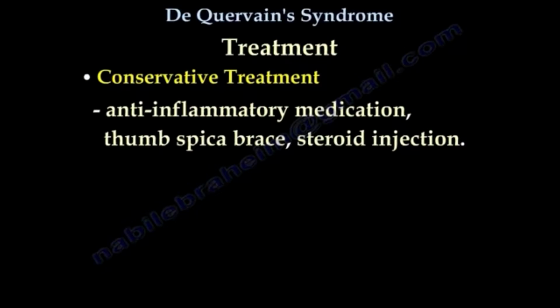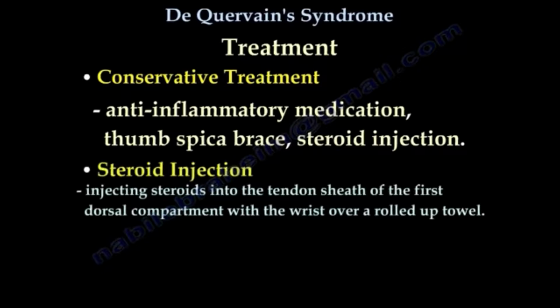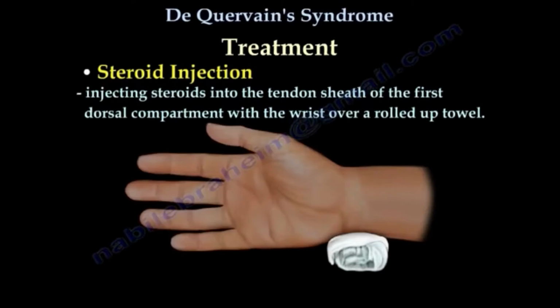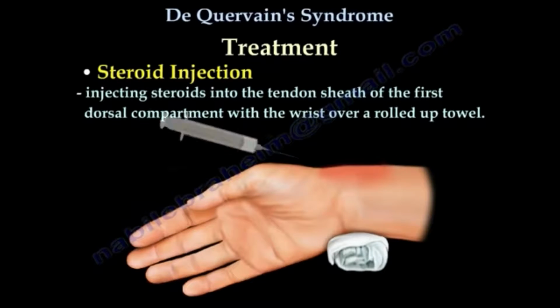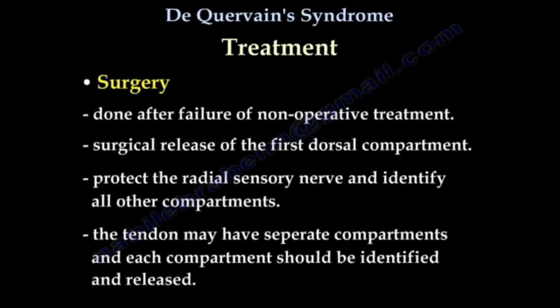Conservative treatment for De Quervain's disease includes taking anti-inflammatory medication, a thumb spica brace, or a steroid injection. Injecting steroids into the tendon sheath of the first dorsal compartment with the wrist over a roll-up towel. Next is surgery. It is done after failure of non-operative treatment.